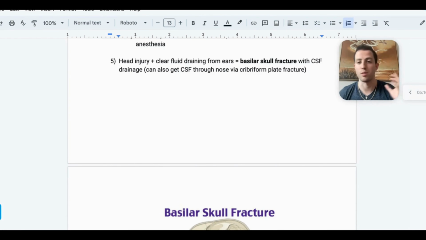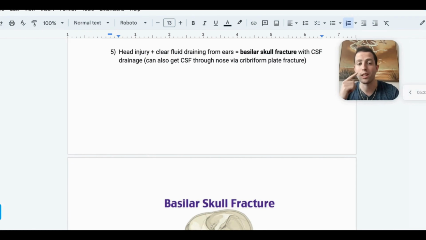Number 5, patient gets hit in the head. They're in football practice, or maybe they were mugged, and now they have clear fluid draining out of their ears, draining out of their nose. What is that? That's a basilar skull fracture. The fluid that drains out is going to be CSF. You can monitor it by seeing that it's high in chloride. I got that tip from Goyan back in the day. And so you can get the CSF draining through your nose via cribriform plate fractures.